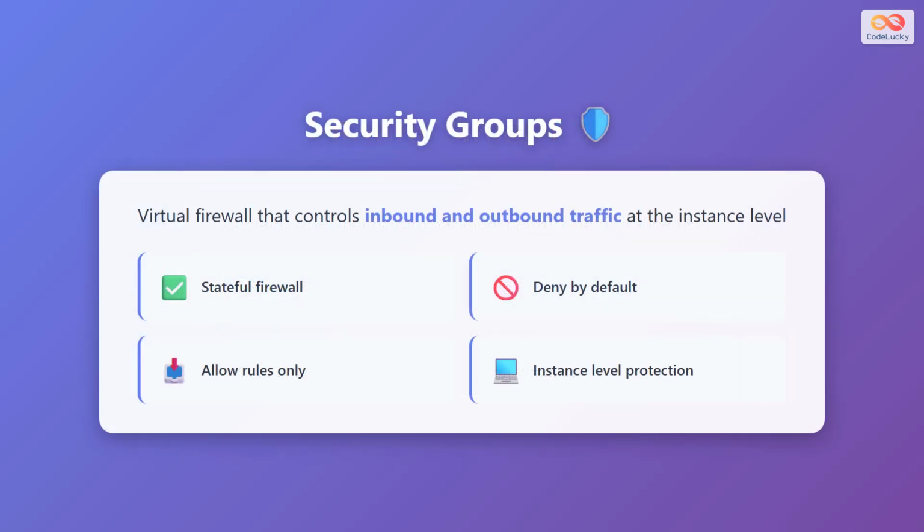Security groups are virtual firewalls that control inbound and outbound traffic at the instance level. They operate as stateful firewalls, meaning if you allow inbound traffic, the response is automatically allowed. Security groups deny all traffic by default, so you must explicitly create allow rules. Unlike network ACLs, security groups only support allow rules, not deny rules. This provides instance-level protection, acting as the first line of defense for your EC2 instances.